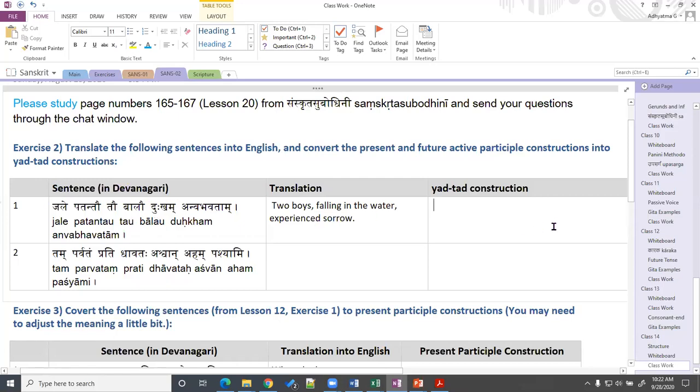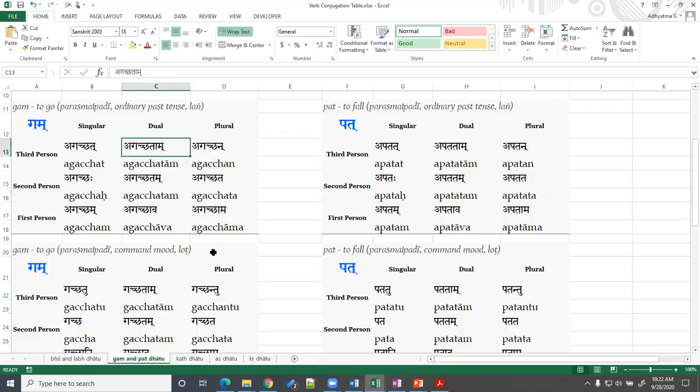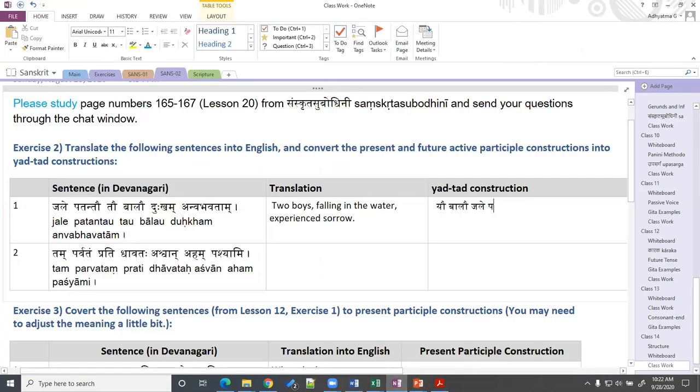So how will you make it here? Yau balau jale, and then the third person dual, lat lakara, gacchataha, patataha. Yau balau jale patataha. Tau dukkham anubhavatam. That's how you will make it.